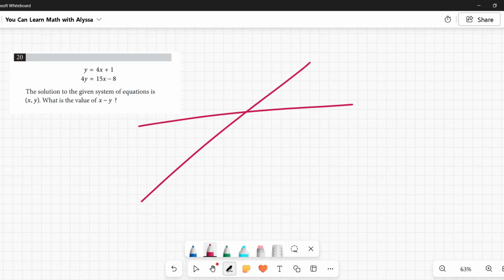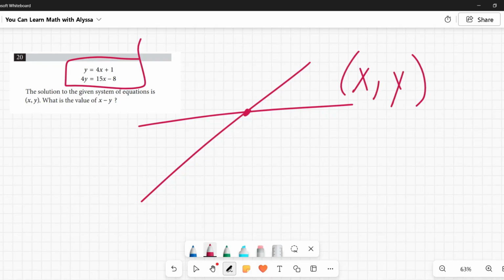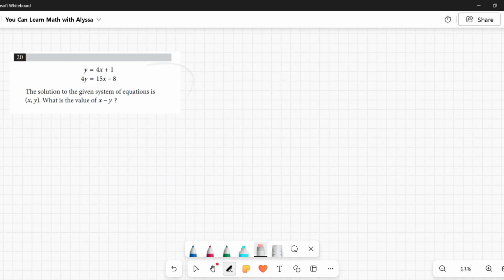So if I want to solve this by graphing, I would put both of those into my graphing calculator. I would look for the point where they intersect. That would be my x and y values. And then I would do x minus y and get that answer. That is a perfectly viable way to do this.